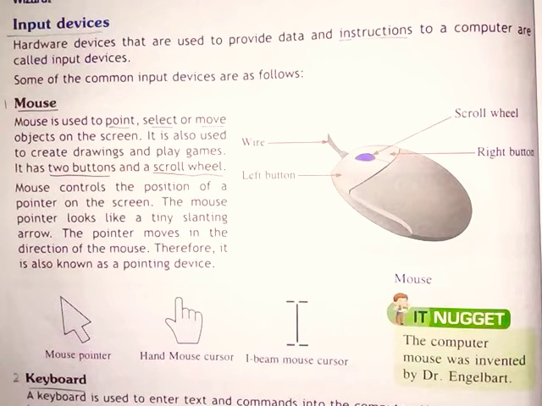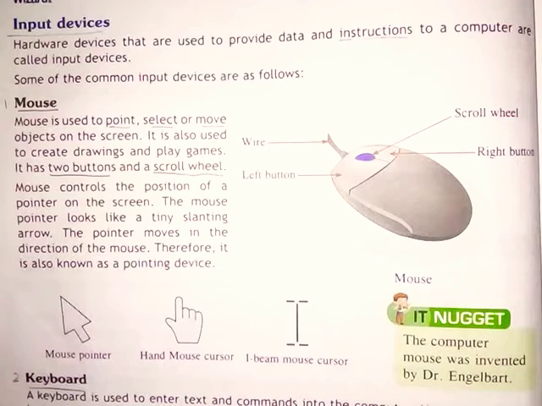devices. Some of the common input devices are as follows. Mouse. Mouse is used to point, select, or move objects on the screen. It is also used to create drawings and play games. It has two buttons and a scroll wheel. Mouse controls the position of a pointer on the screen. The mouse pointer looks like a tiny slanting arrow. The pointer moves in the direction of the mouse. Therefore, it is also known as a pointing device.